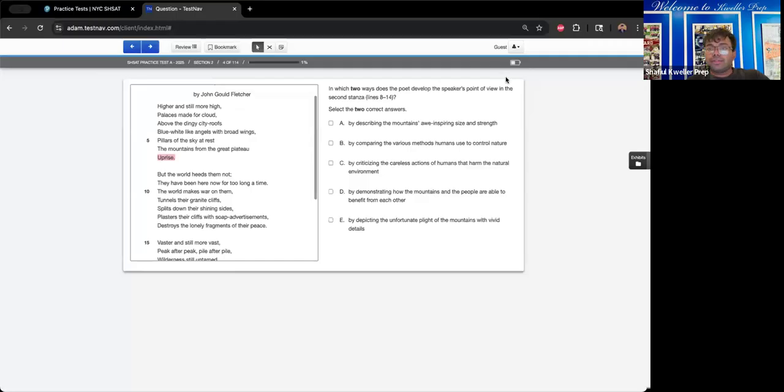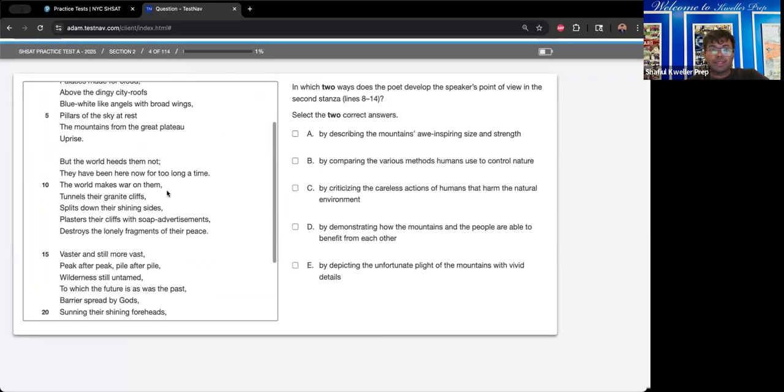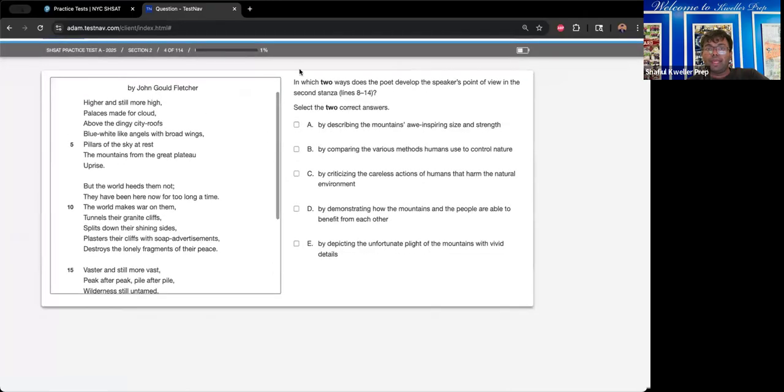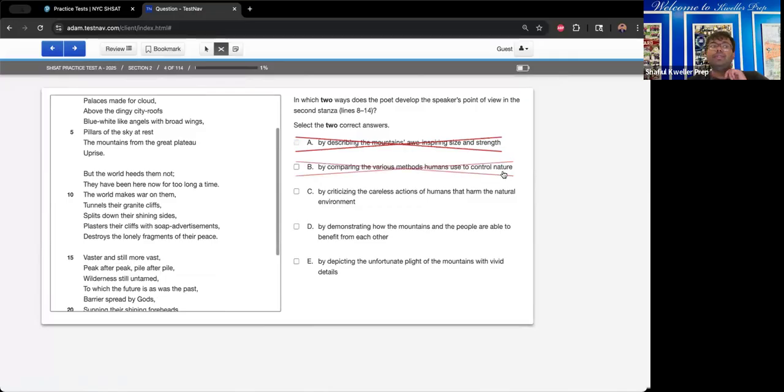In which two ways does the author develop the speaker's point of view in the second stanza? Okay, let's go through each one. Describing the mountain's awe-inspiring size and strength. This is not done in the second stanza. Again, the second stanza is talking about how humans are kind of destroying nature, so we can rule that out. Comparing the various methods humans use to control nature. I agree, but I don't think there is any controlling nature here. Humans are not trying to control nature. It's more like they're destroying nature, so I'm going to rule this out.